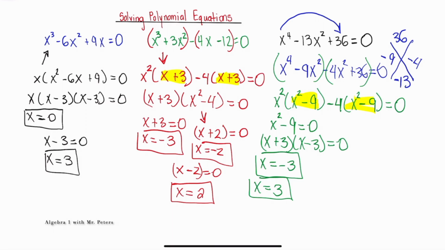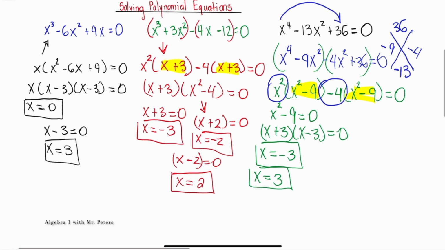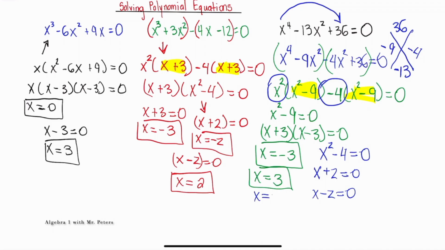But we can't forget that we have to go back now and combine what's on the outside of the parentheses. So once we do that, we have x squared minus 4 is also equal to 0. And then once we break this down, we're going to get x plus 2 is equal to 0 and x minus 2 is equal to 0. So our other answers will be x is equal to 2 and x is equal to negative 2.